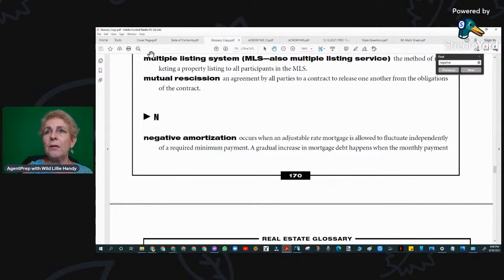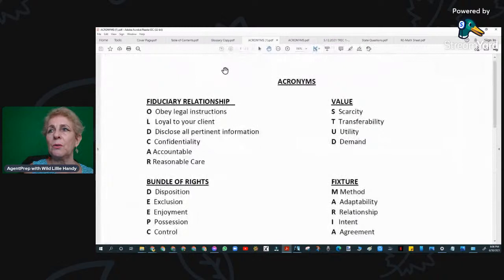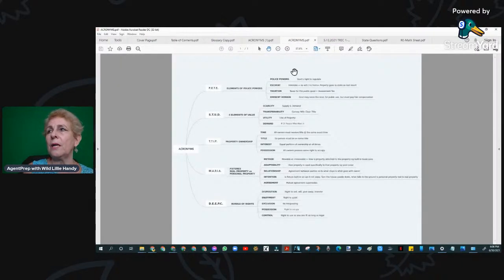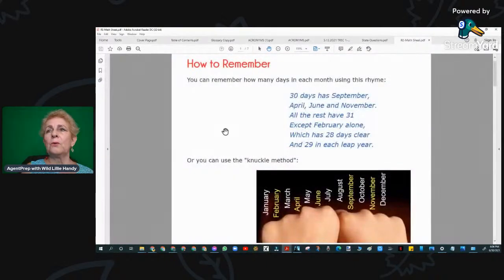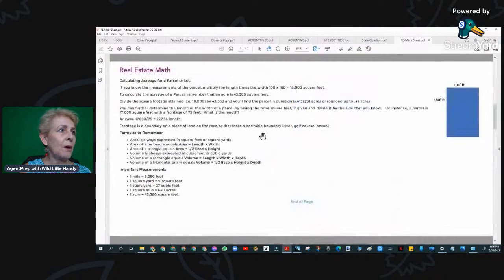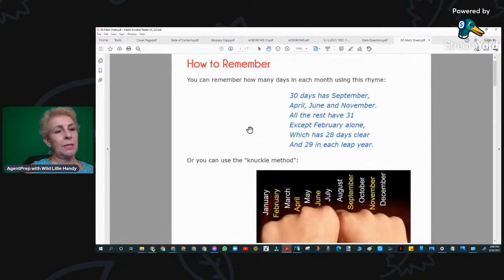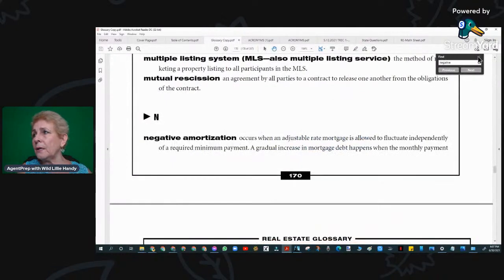On the Facebook page, there's also material that I uploaded with different types of acronyms that you can review, and math. So look at the sources on our Facebook group. If you're on the group, there's a lot of information in there, a lot of attachments that I added, and the source that we use is also in there.